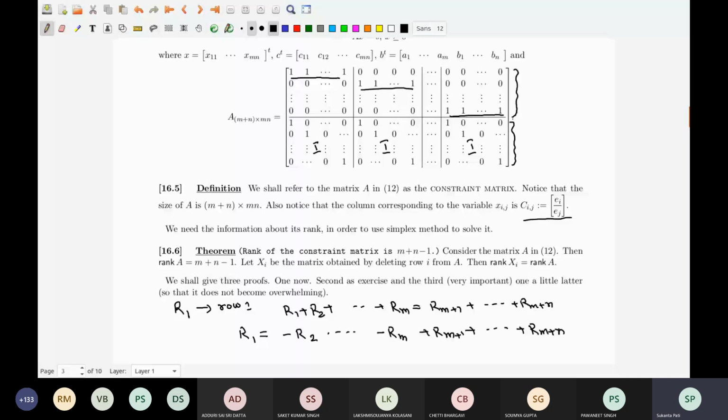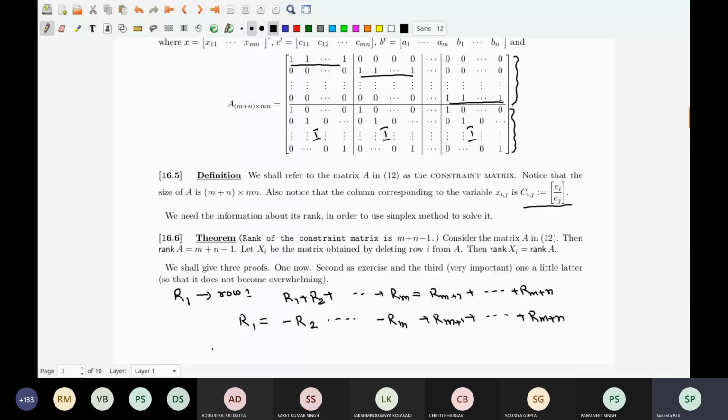Anyway, to prove this, we can give three different arguments. Two I will give now. The third one in due time, maybe in the next class or sometime when it comes. Right now I will give one. See, if I want to say that the rank is m plus n minus 1, it is enough for me to show that there are these many linearly independent columns. That will do. Now I am targeting column 1. Column 1 corresponds to which variable? Instead of writing C1, I would write C11. C11 stands for the column corresponding to the variable X11, that is the first column.